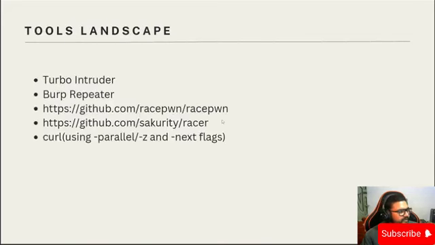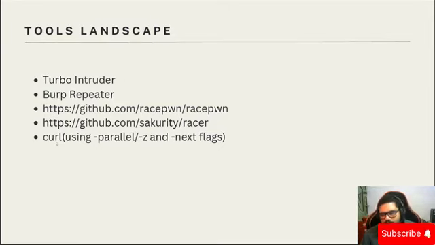Yeah. So I'm giving an introduction related to tools as well. Which tools are we using here? For race conditions, these are the tools. Other than these, there can be other sources as well, but mostly these tools are used nowadays, like Turbo Intruder, Burp Repeater, and some tools from GitHub you can see. And race condition can also be achieved using the curl command in a Debian based system in Linux.